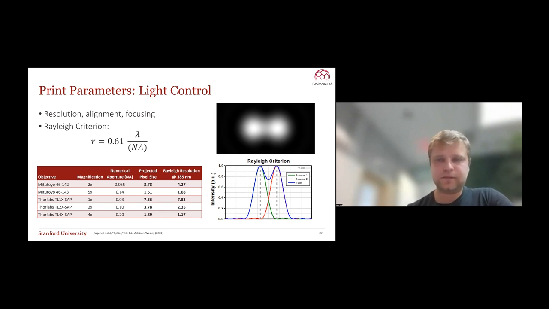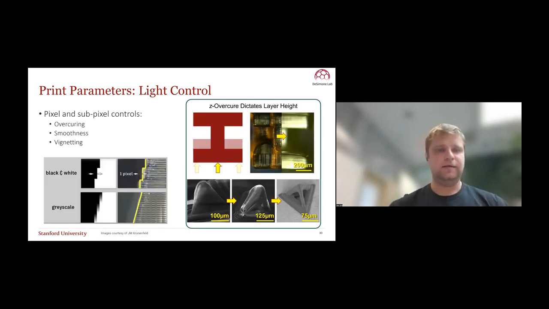The important part here is to know that your objective can actually resolve each individual pixel. For instance, not all commercially available microscope objectives will be able to resolve each pixel due to their Rayleigh criterion, where their numerical aperture would be too small. So the other part of light intensity is light over penetration.